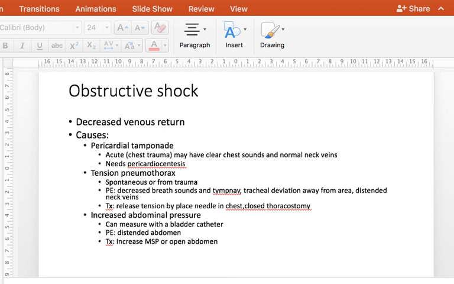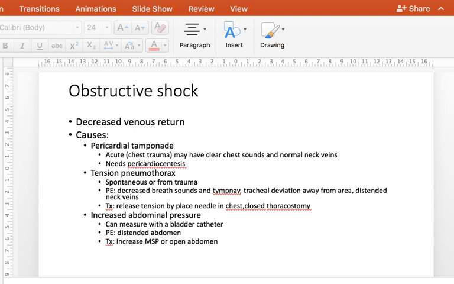Another cause is tension pneumothorax. Tension pneumothorax can be spontaneous, which is when a little part of the lung, or a bleb, collapses, and that puts a lot of pressure on that side of the lung. It can also happen from trauma, and what you'll see on physical exam is decreased breath sounds, decreased tympany, tracheal deviation away from the area, because again, it's collapsing, so it's an area of high pressure, so it's going to push everything away from it, and distended neck veins. Treatment is to relieve the pressure that's there by placing a needle in the chest and then putting in a thoracostomy tube.